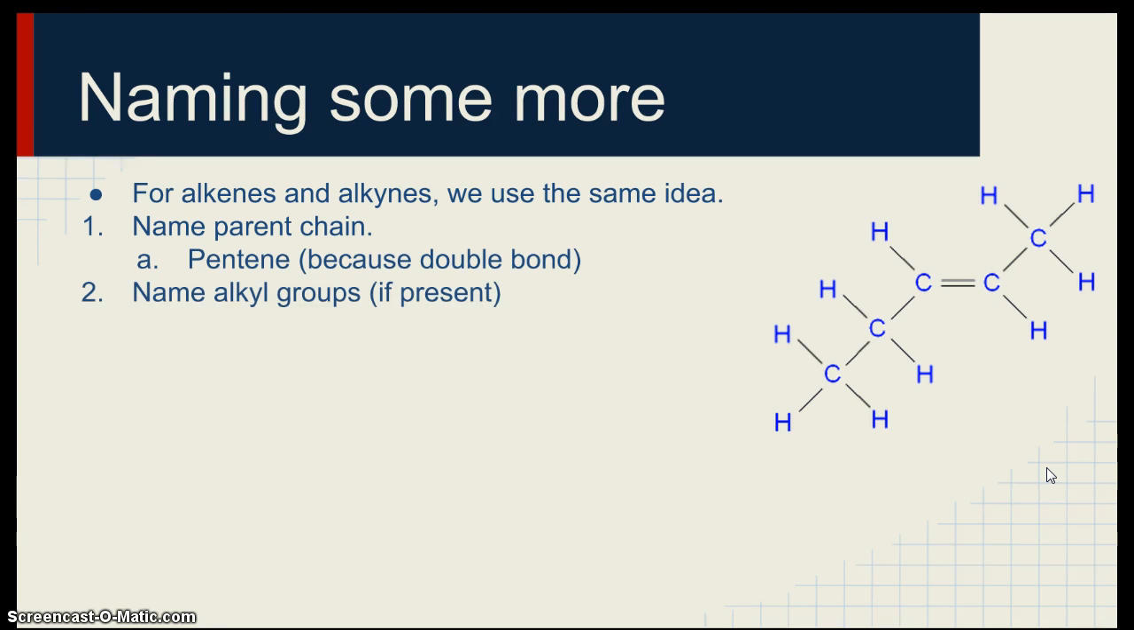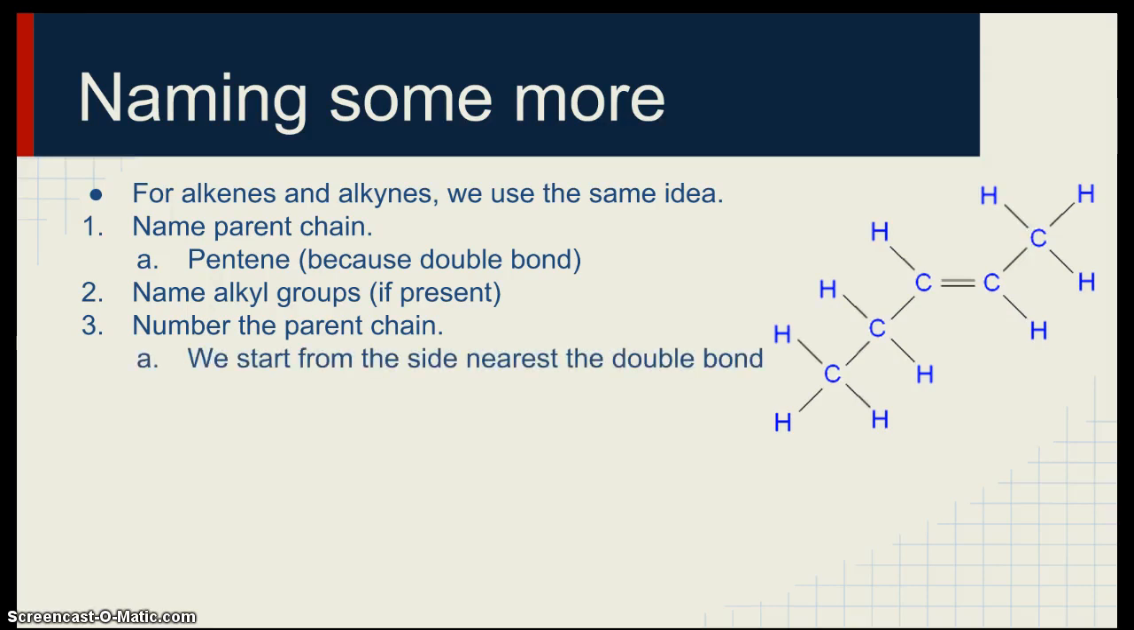Okay, we'll name the alkyl groups if they're present. I don't see any. This isn't a branch chain. I can go 1, 2, 3, 4, 5 straight through them without doubling back. Number the parent chain. Notice I went 1, 2, 3, 4, 5, not 1, 2, 3, 4, 5. Why do you think that is? Same reason as before. So we're going to start from the side nearest the double bond. Just like before, we started from the side that was nearest that alkyl group.